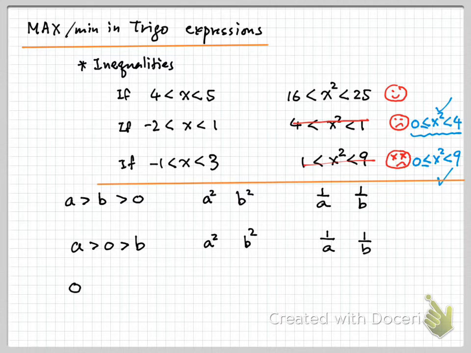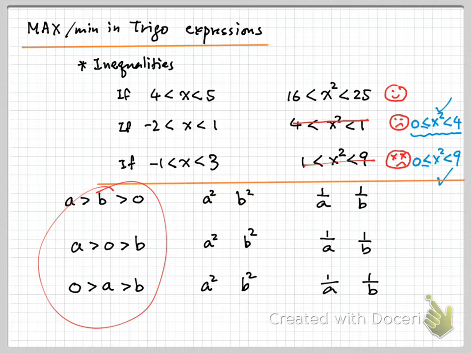Finally, what if both of them are negative? a is smaller than 0, but b is smaller than a. So how do you compare a squared and b squared? How do you compare 1 over a and 1 over b? Here there is an inequality sign you have to fill in. Now you may pause the video for a while and think about which inequality sign we shall put in between a and b for various conditions, plus and minus, between a and b.